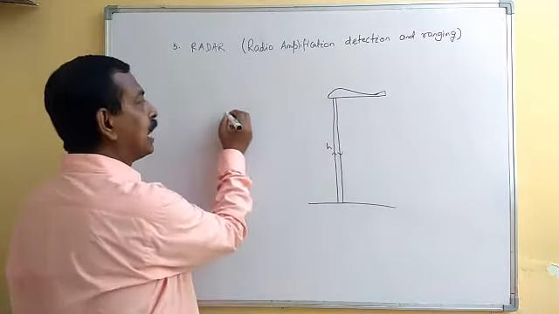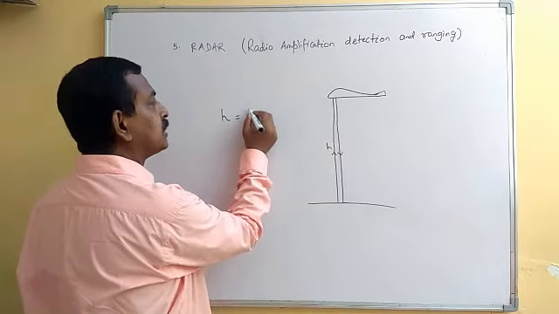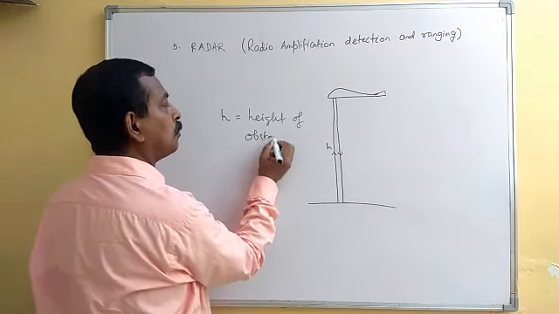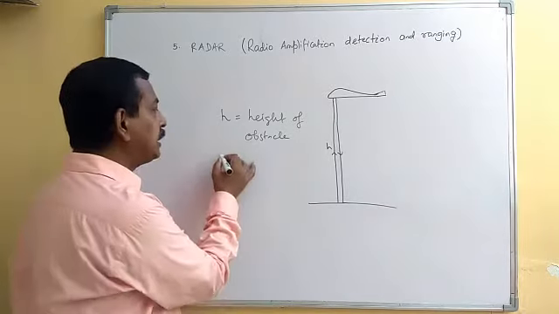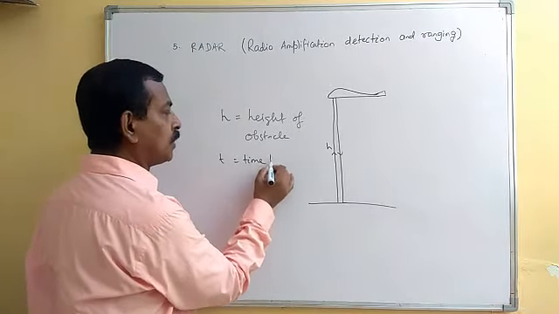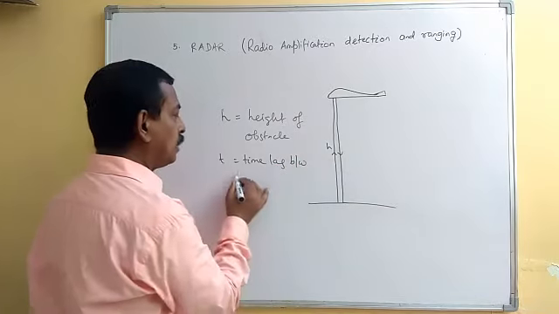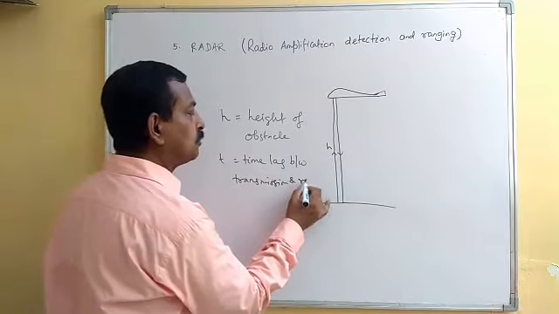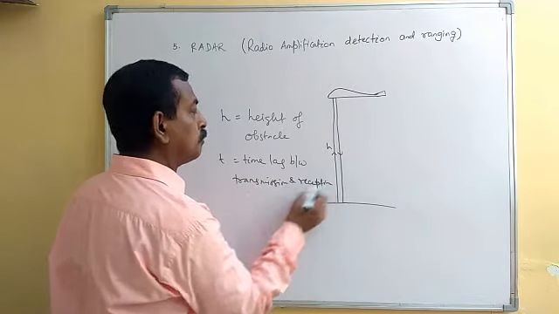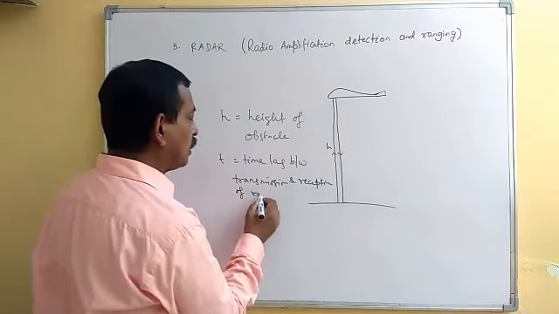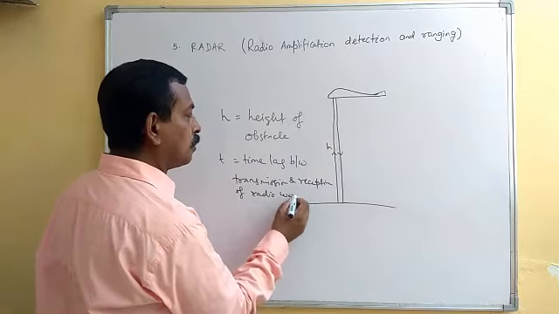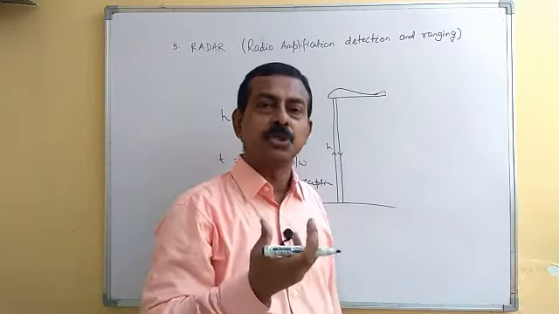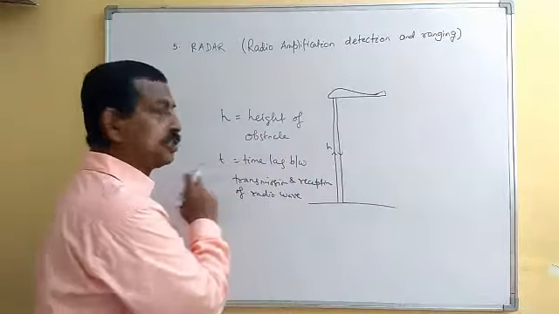So h is the height of the obstacle, and t is the time lag between transmission and reception of radio waves. That means the time gap between the transmission and the reception of those radio waves, we are taking it as t.